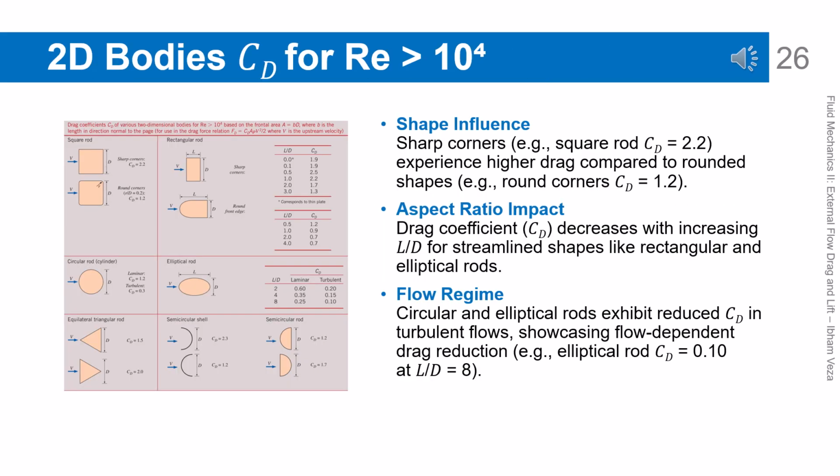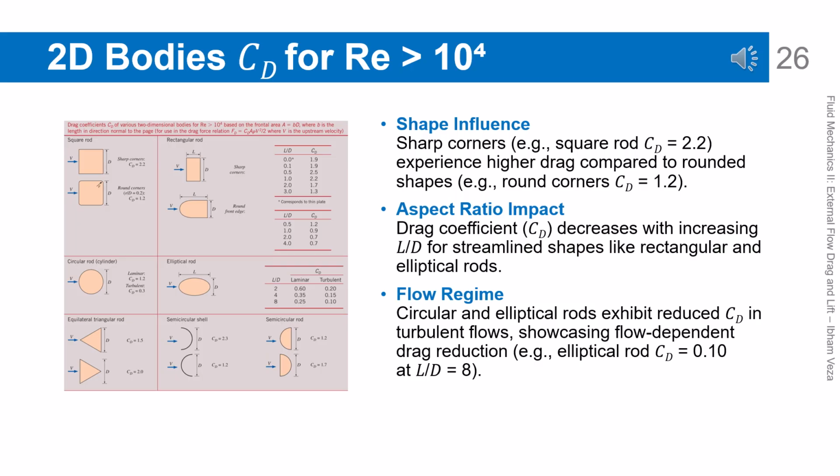Drag coefficients of 2D bodies for RE greater than 10 to the 4th. Objects with sharp corners, such as square rods, have higher drag coefficients than objects with rounded corners. As the L over D ratio increases, CD tends to decrease for streamlined shapes.